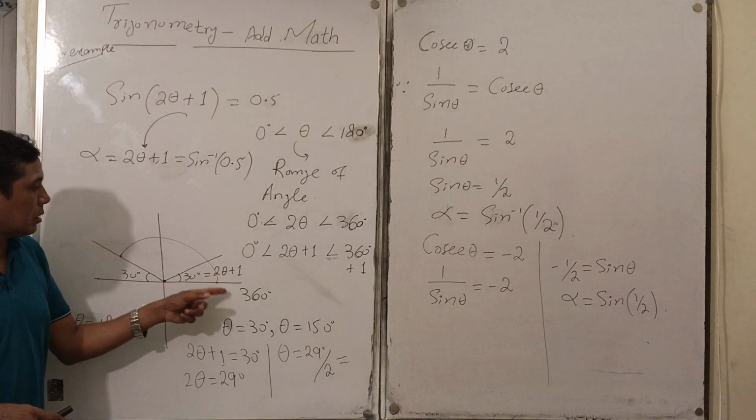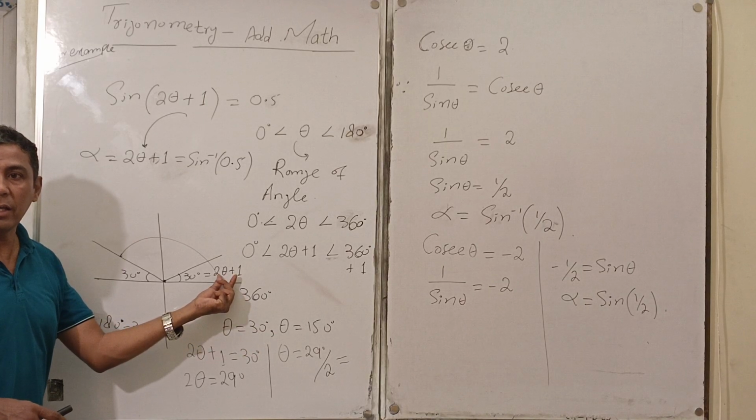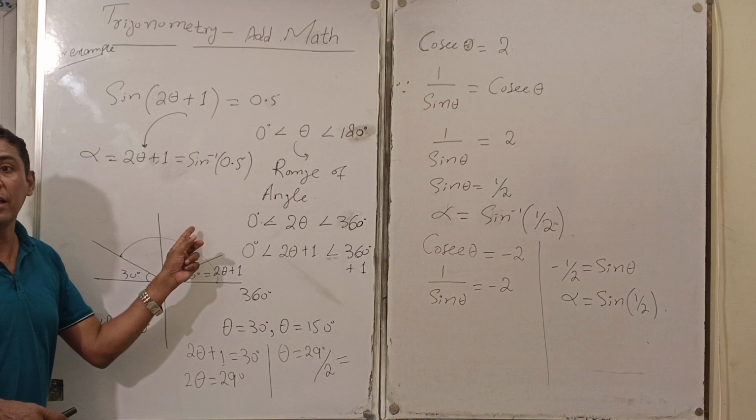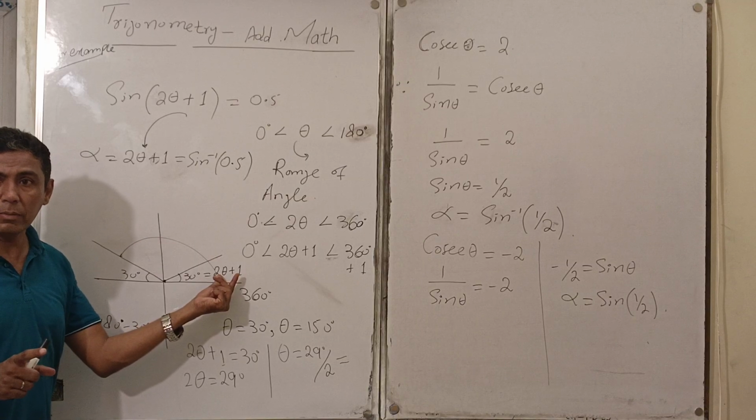No, not 2 theta. The theta. It is actually alpha. This one is alpha. So this theta is also coming, that theta is another angle. Okay, this is equal to alpha. That's why I'm saying. Clear?